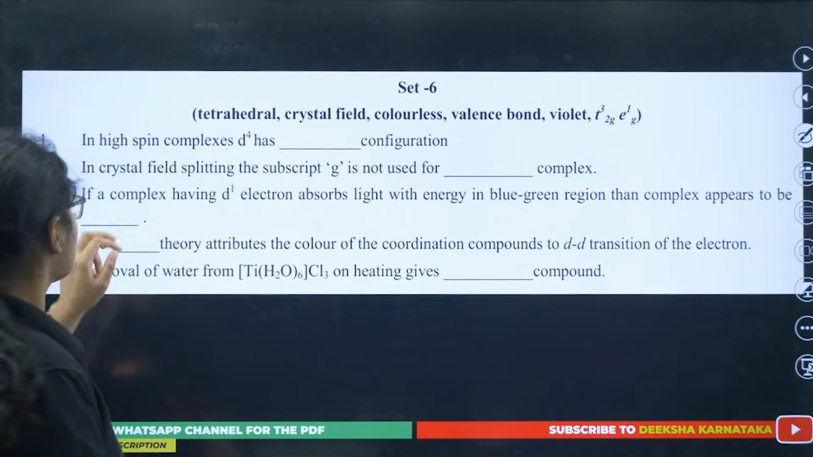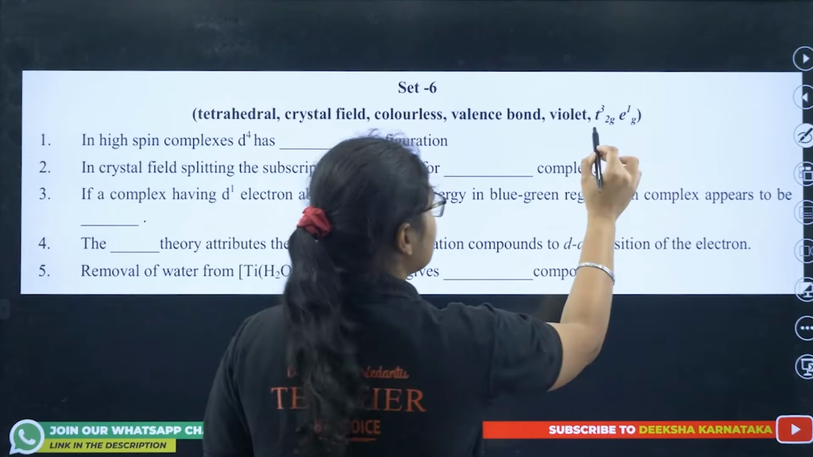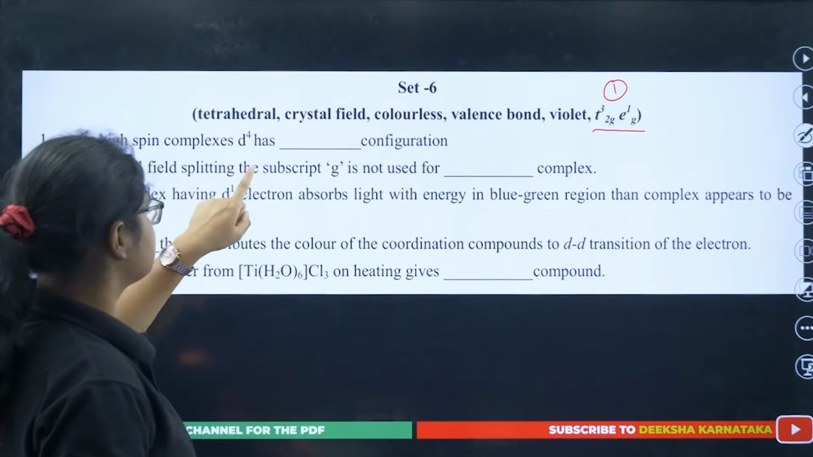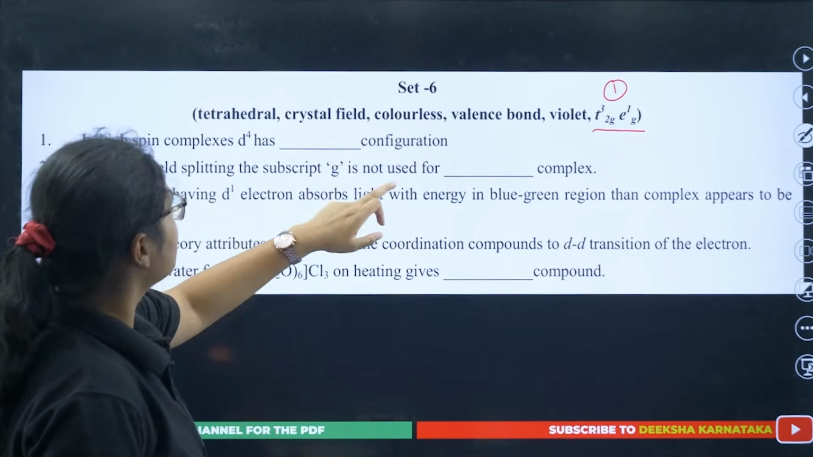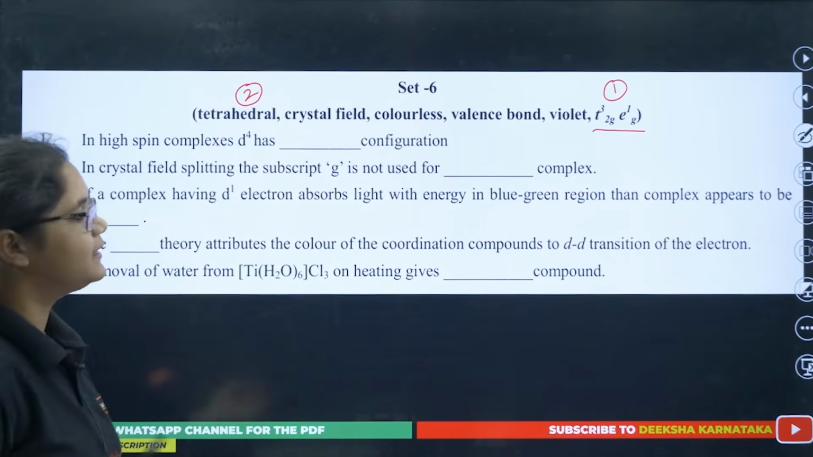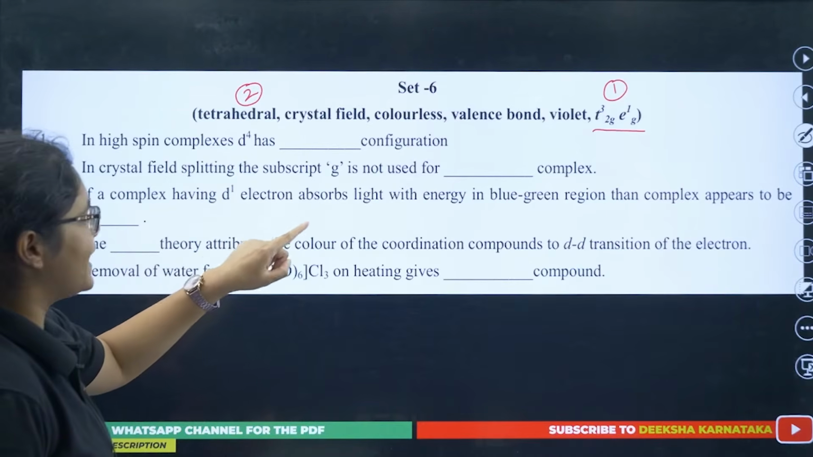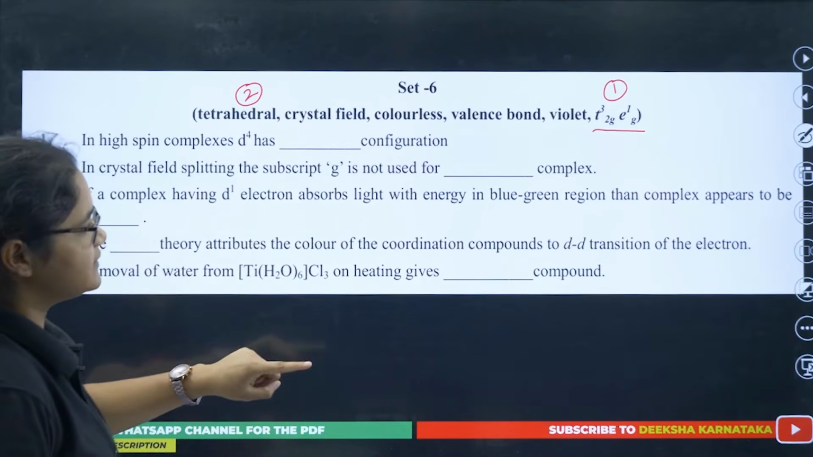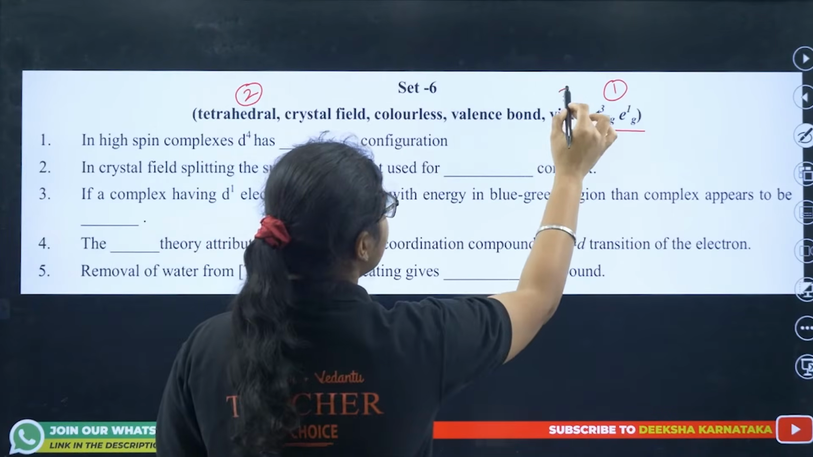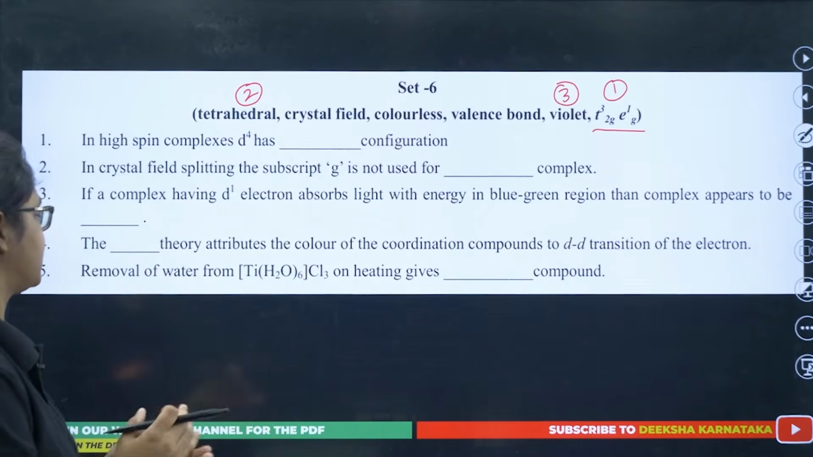In a high spin complex, d4 has a t2g3 eg1 configuration. In crystal field splitting, the subscript g is not used for tetrahedral complexes; we only use t2 and e in that case. If a complex having a d1 electron absorbs light with energy in the blue-green region, then the complex appears violet. This example is there in Ti(H2O)6, and the color is asked as a question.